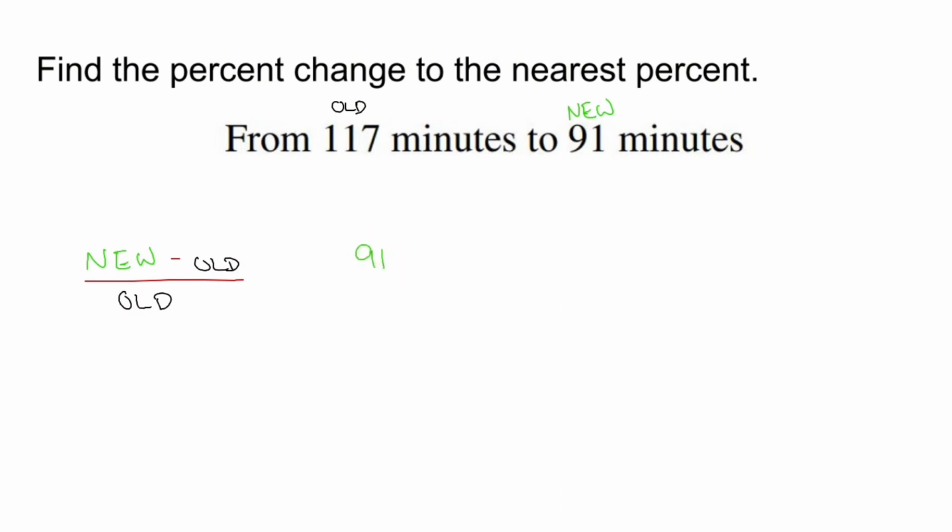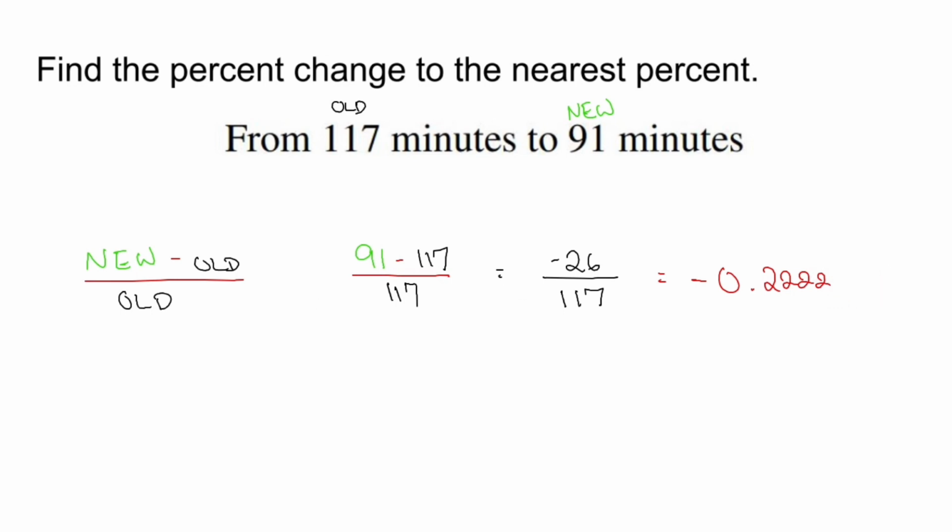The new value was 91, and we're going to subtract away the old value, which is 117. Divide all of that then by that old value, which is 117. Okay, so the first thing that we're going to want to do is 91 minus 117, and that is negative 26. Now, this is probably where you're going to need a calculator, unless you're really, really, really good. You run to your calculator and find out what negative 26 divided by 117 is. And you end up with negative 0.2222 repeating.